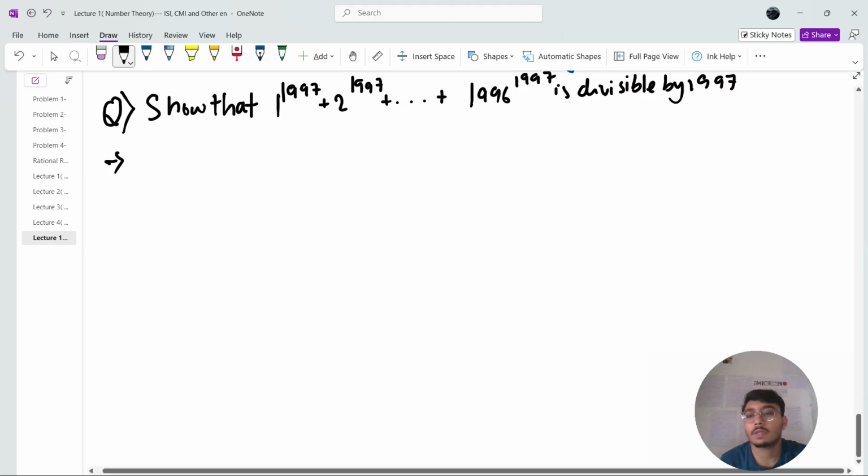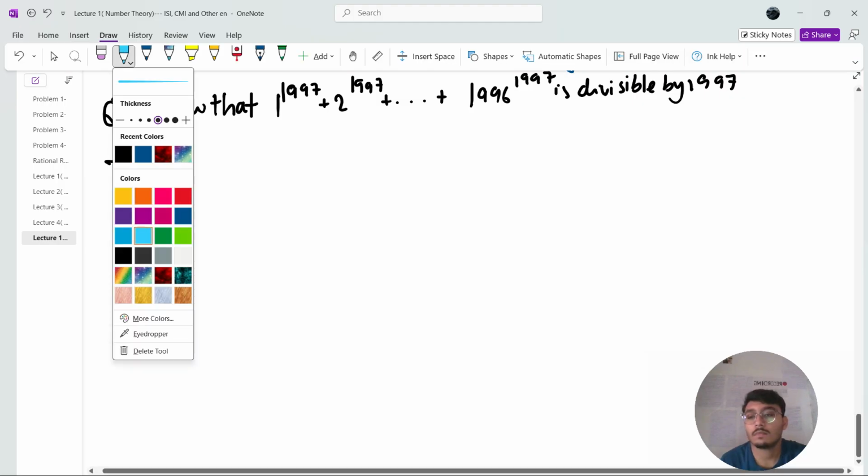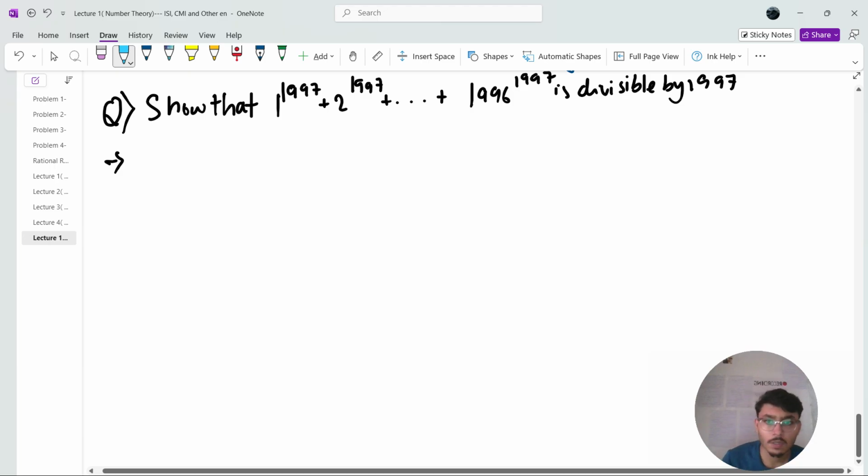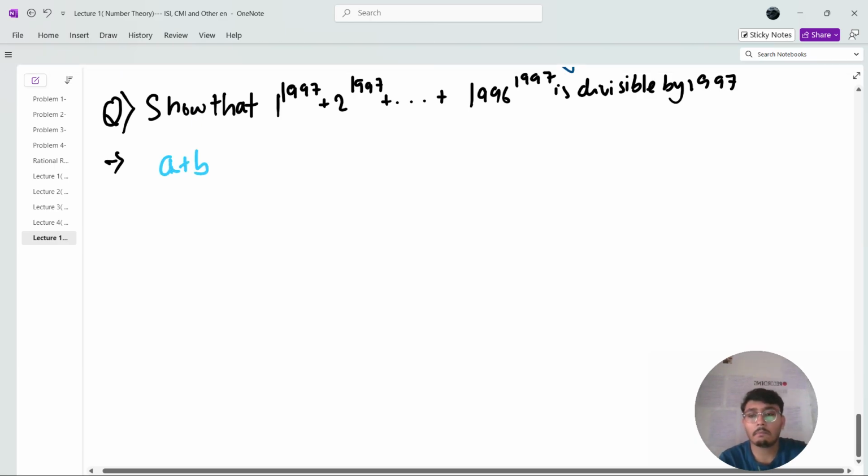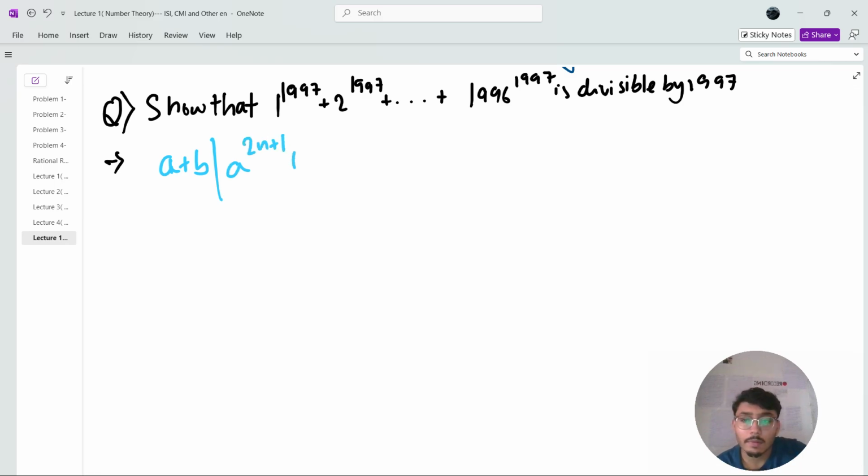So, yeah, this is my question. Looks very complex, doesn't it? 1 to the power 1997 is 1. 2 to the power 1997, big. Even a calculator won't be able to calculate it. That's where we come for properties. If you remember, I had just taught you a plus b must divide a to the power some odd number plus b to the power some odd number.